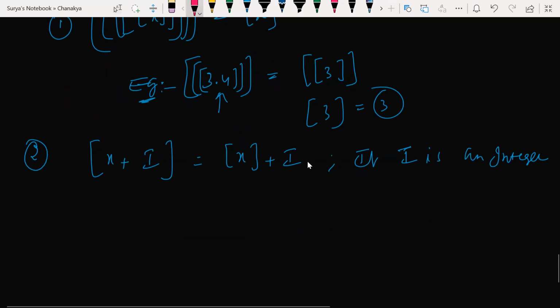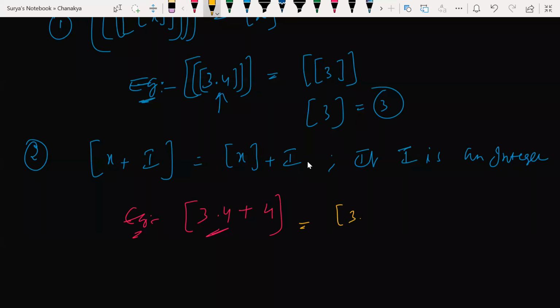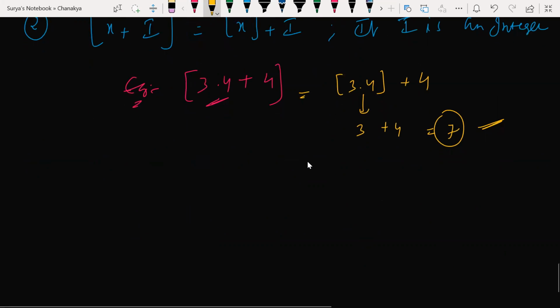So let me tell you an example. First of all, let me say 3.4 plus I, where you are taking I as an integer, beta. The x value can be anything, non-integer or integer, anything, but I should be an integer here. So I can just split like this. How? 3.4 plus I, I can write separately. Step of 3.4, the answer is what? 3, plus 4, the answer is going to be what? 7. All right, getting my point? This is how your answer is going to be.